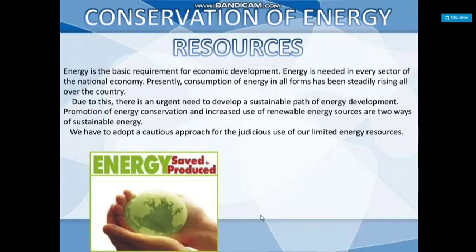Conservation of energy resources. Energy is a basic requirement for economic development. We all know that. There is an urgent need to develop a sustainable path of energy development. So what are some steps taken in this direction in order to conserve energy? Using public transport systems instead of individual vehicles, switching off electricity when not in use, using power saving devices, and using non-conventional sources of energy.